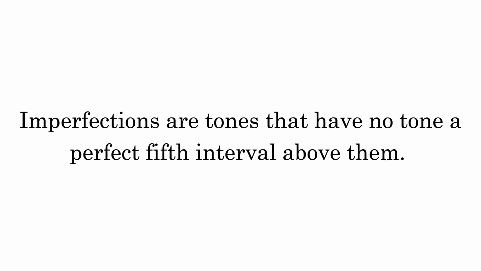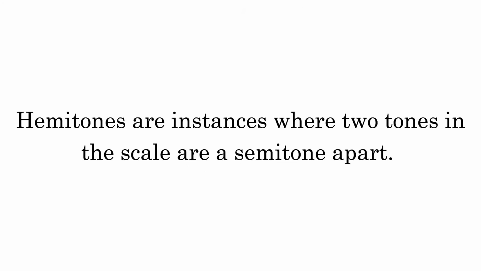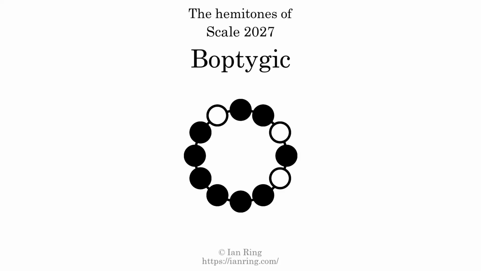Imperfections are tones that have no tone a perfect fifth interval above them. This scale has 2 imperfections. They are at positions here and here. Hemitones are instances where two tones in the scale are a semitone apart. This scale has 6 hemitones. They are at positions here, here, here, here, here, and here.